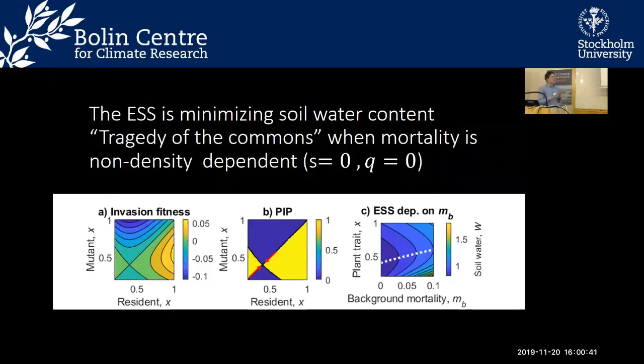Then we can change the environmental variable, and we see that the ESS is changing with background mortality. In this case, evolution is always minimizing the soil water content. This is called a tragedy of the commons. It means that evolution is moving towards a point which is minimizing the resource, and it's very common when you construct this model that you get this.